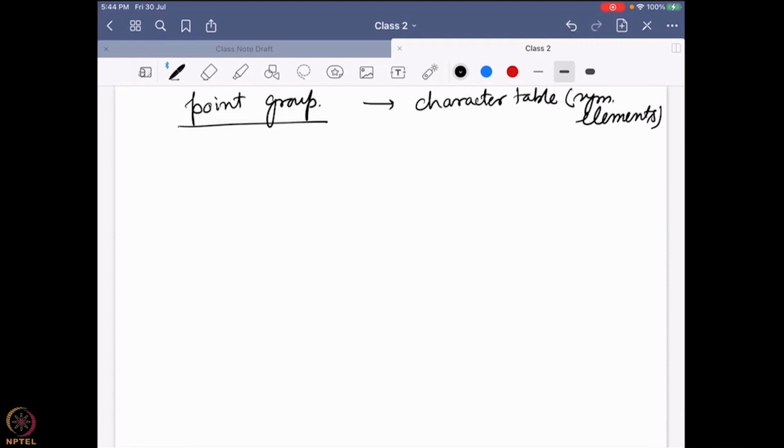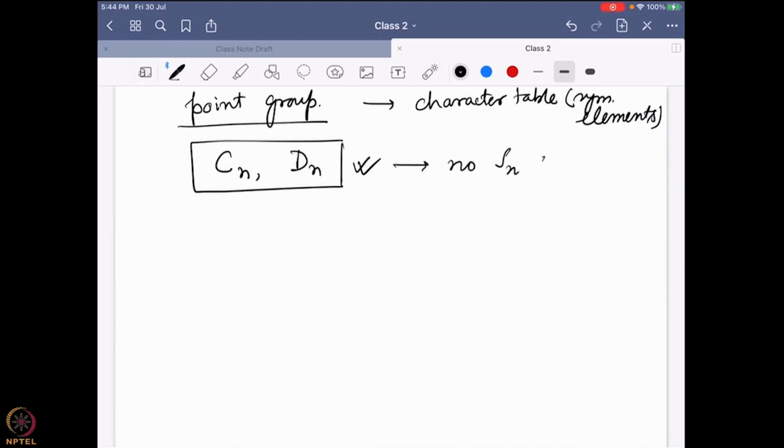And what we found is that there are only 2 different point groups in the world which don't have any of these SN symmetry elements, and those are the Cn and Dn point groups. These are the 2 point groups that have no SN axis. And by no SN axis, I also include S1 equivalent to sigma and S2 equivalent to I. So this is something we have to remember.